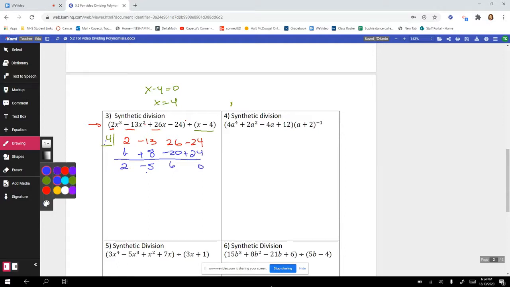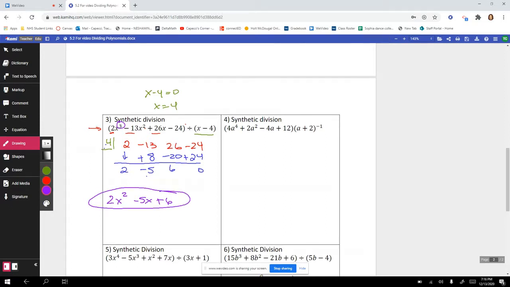Now, when I rewrite it for my final answer, I'm always going to take one power less than what I started with. So I'm going to start with x to the second. So my final answer is 2x squared minus 5x. I'm going to go down a power each time, and plus 6 is my constant, and I don't have a remainder. So that's my final answer right there.